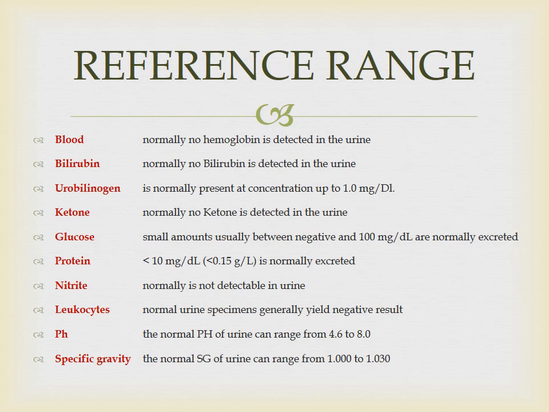Protein, less than 10 is normally excreted. Nitrite normally is not detectable in urine. Leukocytes, normal urine specimens generally yield a negative result. The normal pH of urine can range from 4.6 to 8.0. The normal specific gravity of urine can range from 1 to 1.03.